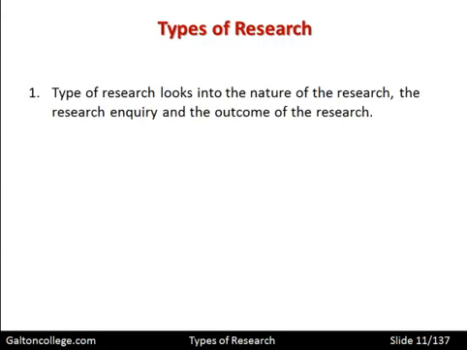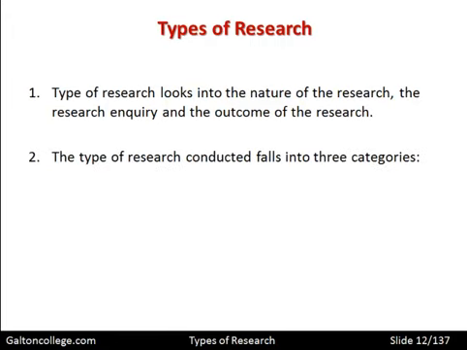Now, the types of research. Well, this looks at the nature of the research, the research inquiry and the outcome of the research. So the type of research looks at the nature of the research. What is the nature of the research? How is this research conducted? And what's the outcome of the research?